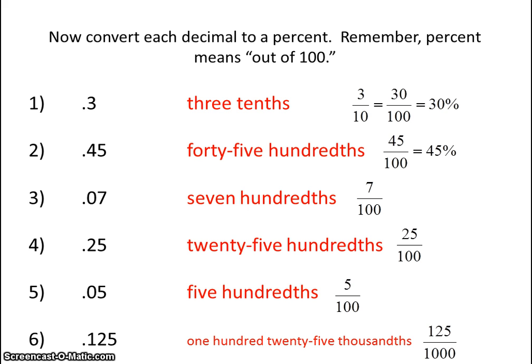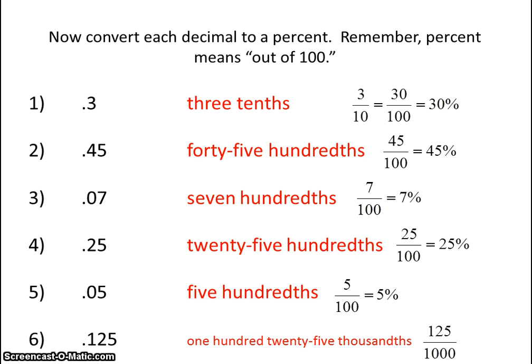Number 3, 4, and 5 are the same. 7 out of 100 equals 7%. 25 out of 100 equals 25%. And 5 out of 100 equals 5%.